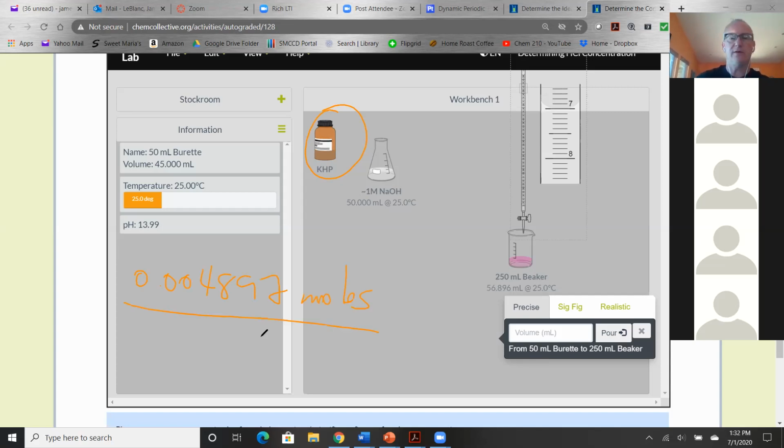over, and my volume, remember, was 7 ml minus 2 ml. So that gives me 5.00 ml. And how many liters is this? Because remember, I want moles over liters. I need to convert my ml to liters.